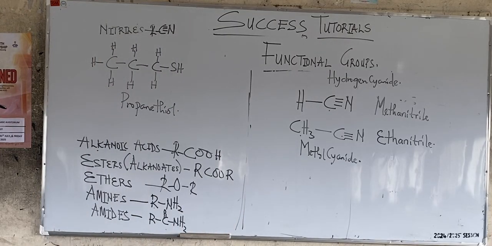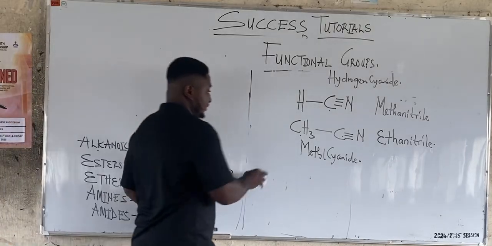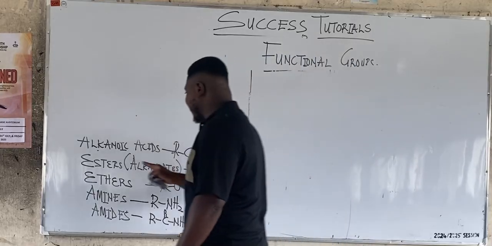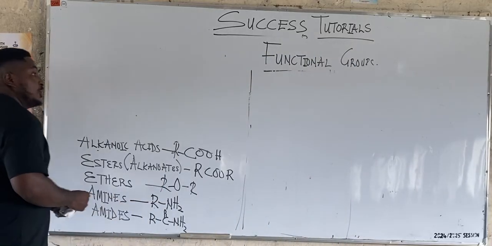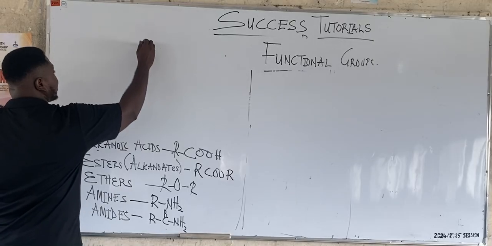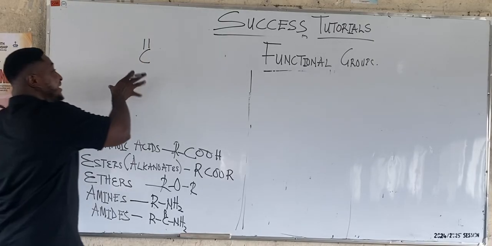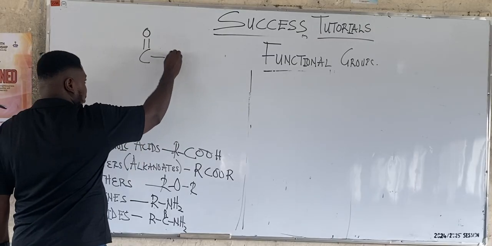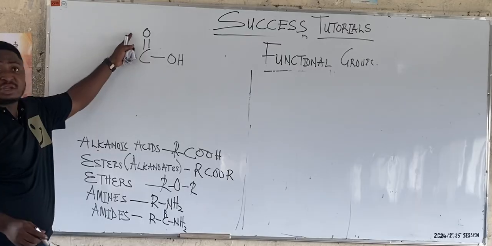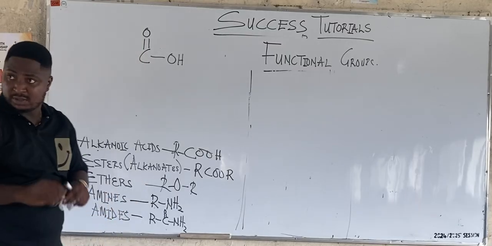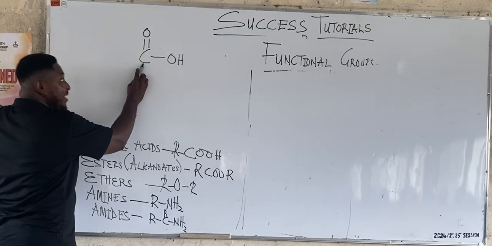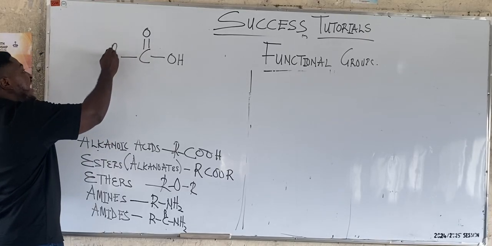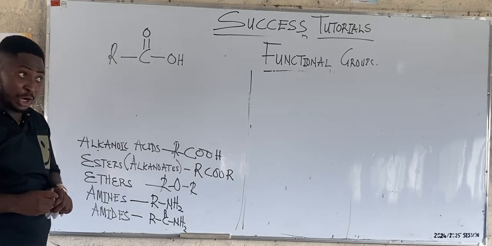Acids. For the alkanoic acids class, you will see clearly COOH. When drawing the structure, this is how the COOH appears: C double bond O, then C to another OH, single bond. So the C to the oxygen is a double bond, but the C to the OH is single. This is the actual structure. Carbon can only have 4 bonds, right? 1, 2, 3. So there's only one more space for an alkyl group, whatever alkyl group comes in.